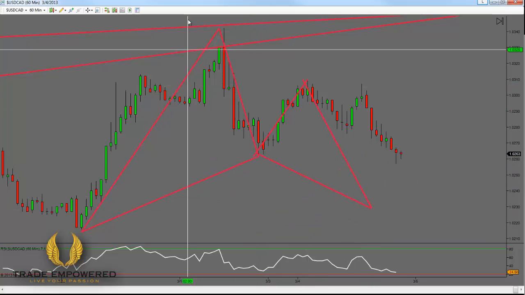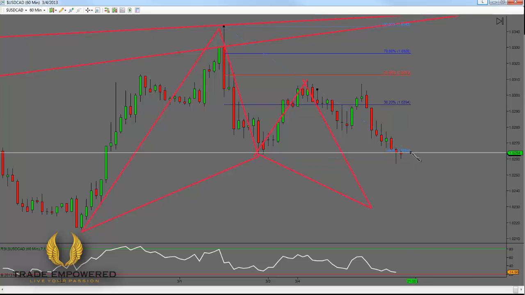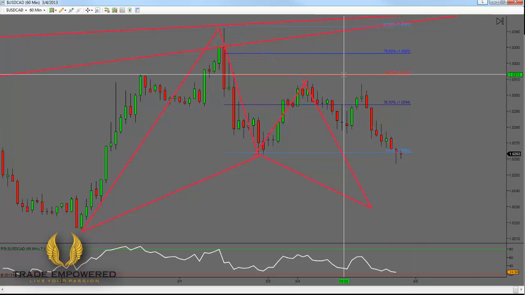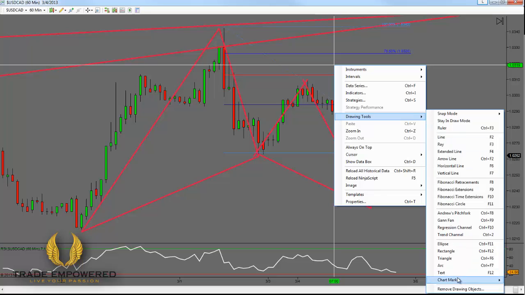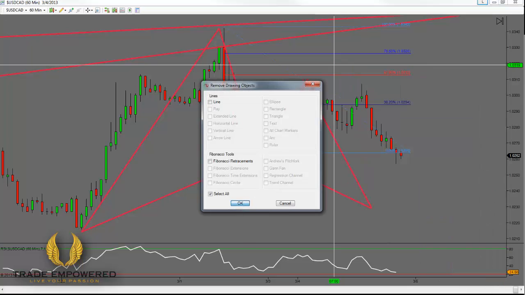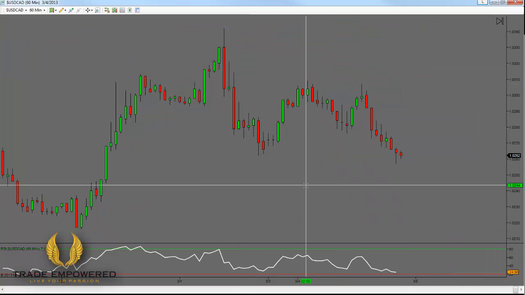However, when I actually bring my fibs in, I see that my C leg doesn't quite hit a 618, which is one of the requirements I have to give us a valid Gartley. So what do I have to do? I can't trade this as a pattern. Now I asked myself, is there another way I can get involved? So I started just going through some of the tools I use.